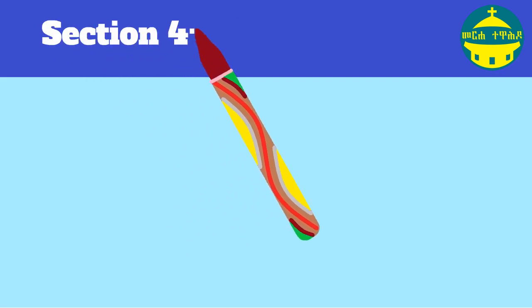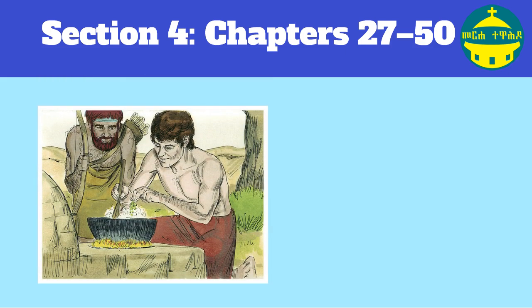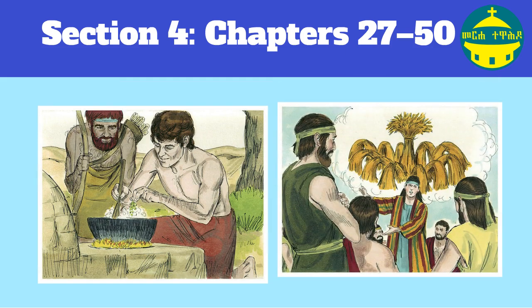Section 4, chapters 27 to 50. This final section focuses extensively on the story of Jacob, highlighting how God personally reaffirmed the covenant made with his ancestors. It also tells the powerful story of Joseph, one of Jacob's sons, tracing his journey from exile to exaltation. Additionally, it records how Jacob's children eventually migrated to Egypt.